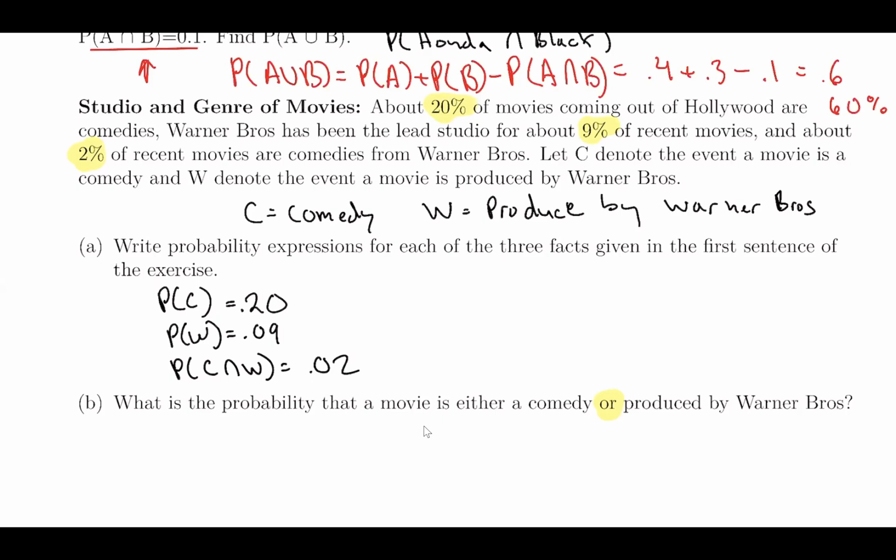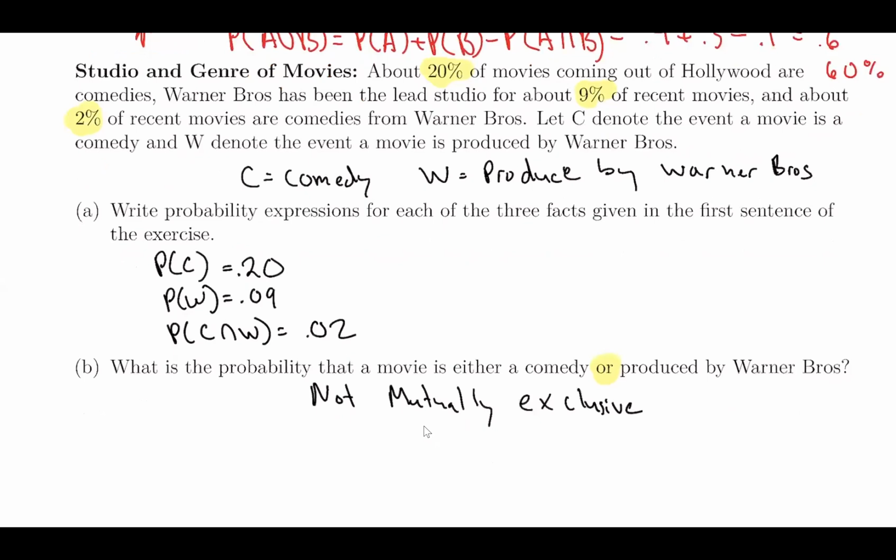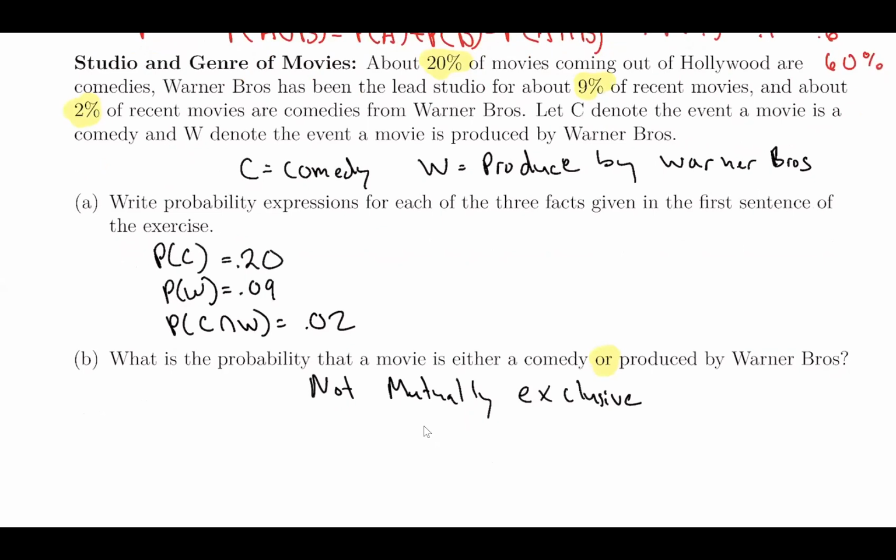Cool. So we'll say not mutually exclusive. Since it's not mutually exclusive, and if you had been paying attention, since this probability is not equal to 0, that's telling us that it's not mutually exclusive.